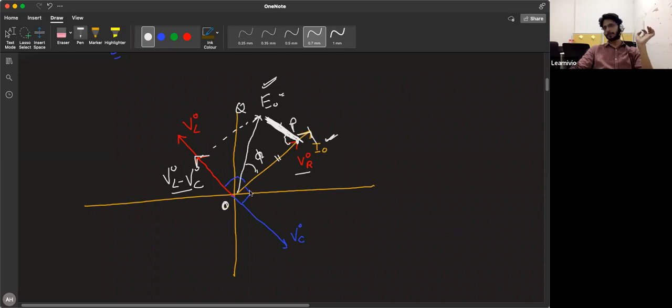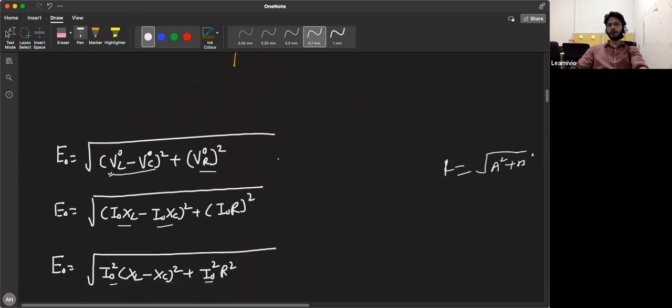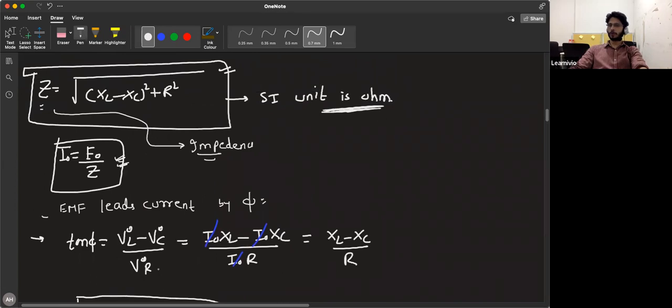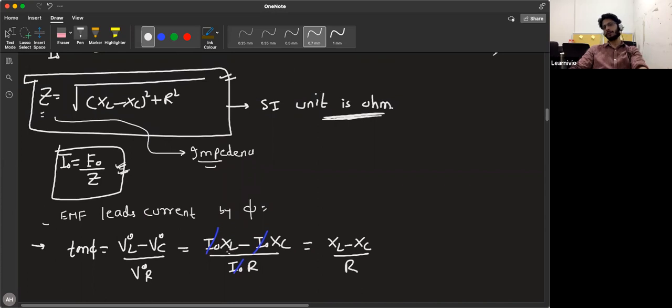And this is the base. This base is represented by which vector? V naught R. V naught R will represent the base. So tan phi is perpendicular divided by base. Perpendicular is V naught L minus V naught C, base is V naught R. V naught L is I naught XL, V naught C is I naught XC, V naught R is I naught R. I naught cancels out.